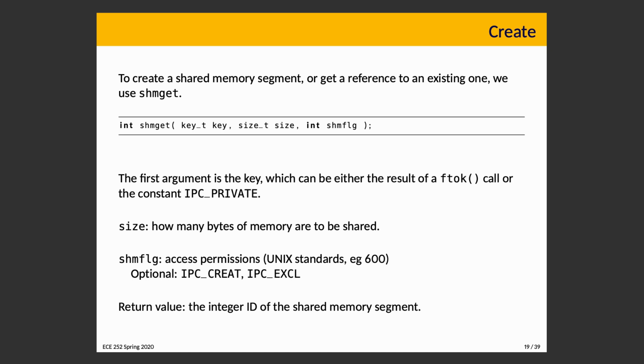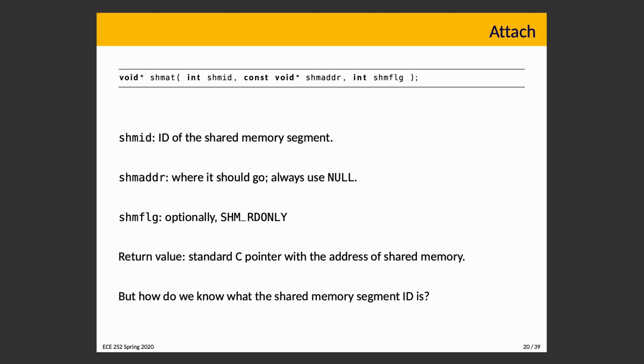If no segment with the given key exists, create it, and IPC_EXCL: if create was used, fail if the segment already exists. And you combine these with the permissions as before. The return value of the function is an integer ID of the shared memory segment, and that is, again, very much the same as how it worked with a message queue. Given a key and some flags, we got an integer ID, and shared memory is the same, so if you're familiar with one, it's relatively easy to transition to the other.